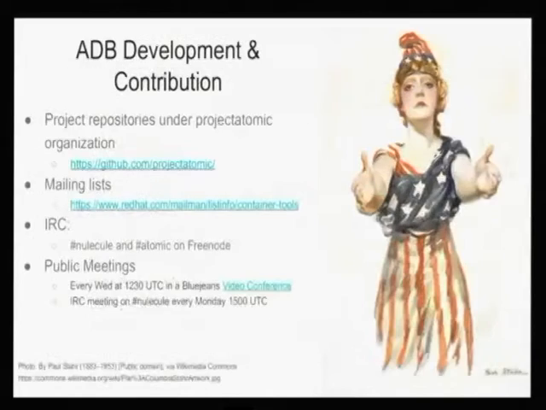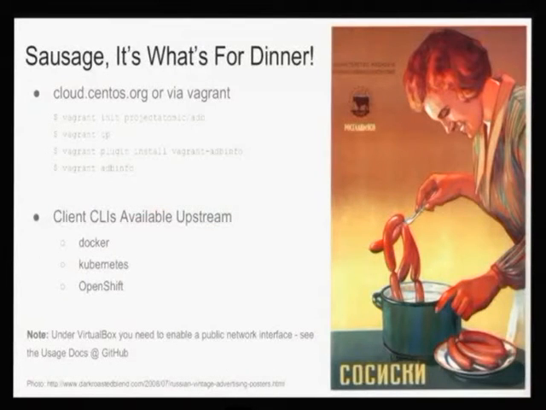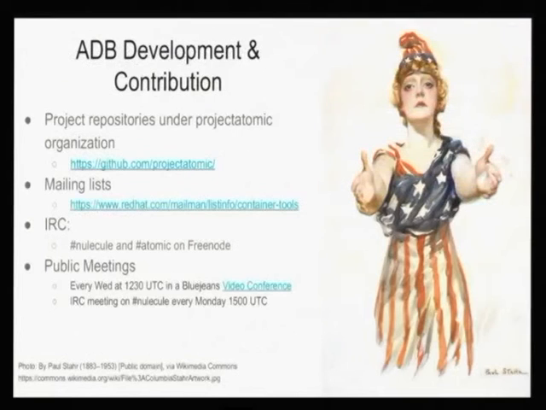If you'll pop back on, there is one note. You can just type vagrant init projectatomic/adb. If you're running VirtualBox, you do have to make one modification to the Vagrantfile. Otherwise, on libvirt, it runs out of the box. But we have sample Vagrantfiles that will bring up Kube, OpenShift, and Mesos Marathon, so you should use those if you want to use those environments.